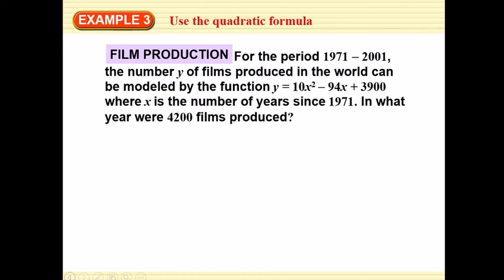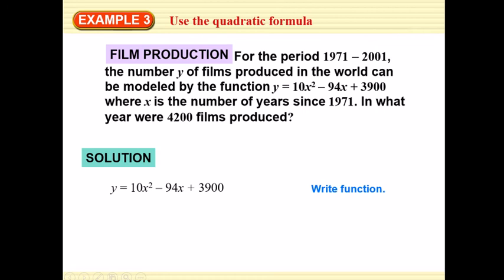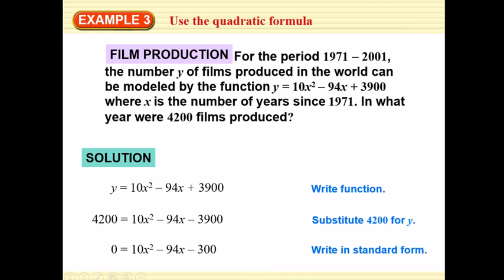Alright, so in that case, y is going to equal 4,200. So here's my original function, and then I replace 4,200 for y, since they said y was the number of films, and we have 4,200 films. So after that, my step is going to be to move that 4,200 to the other side by subtracting. Right, they actually made a little mistake in the slide there. That should be positive still.